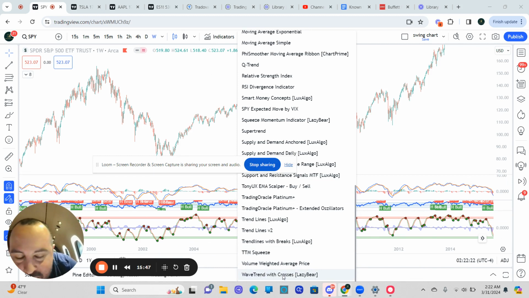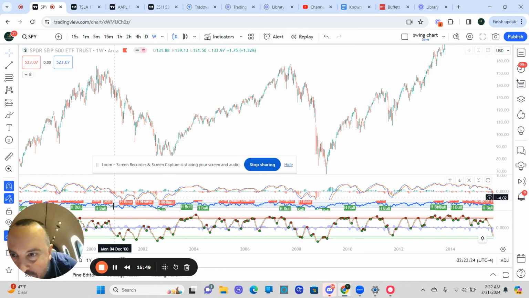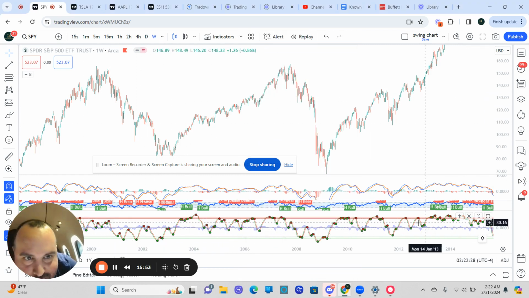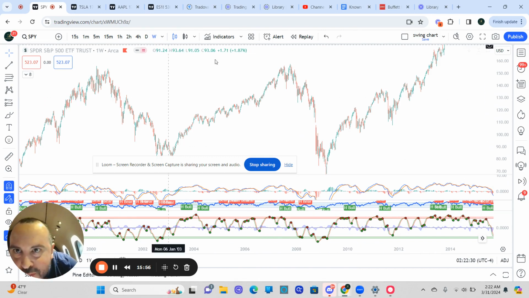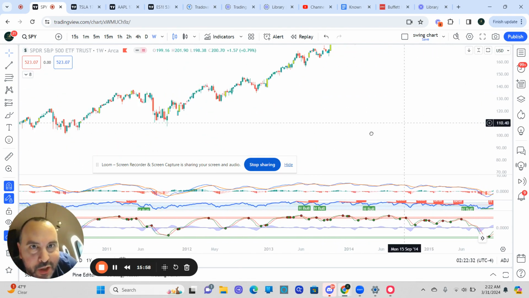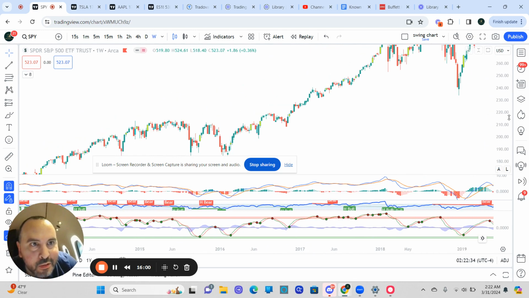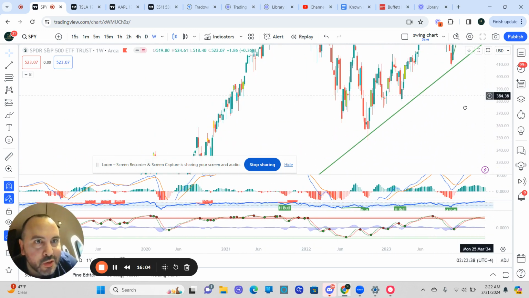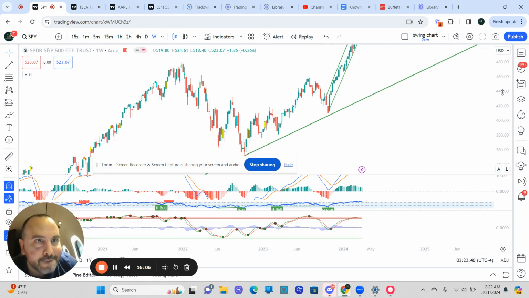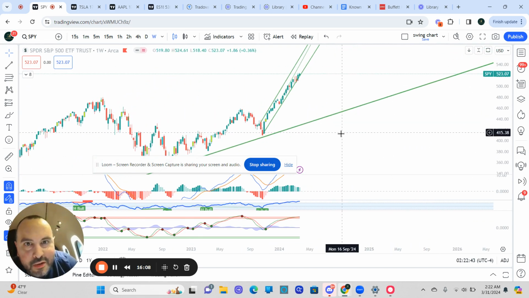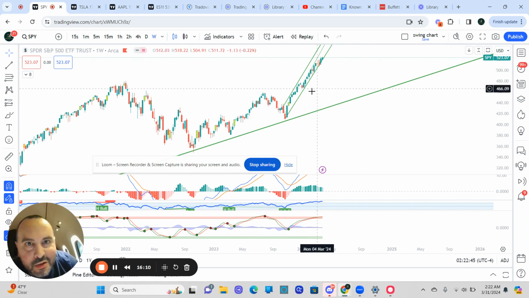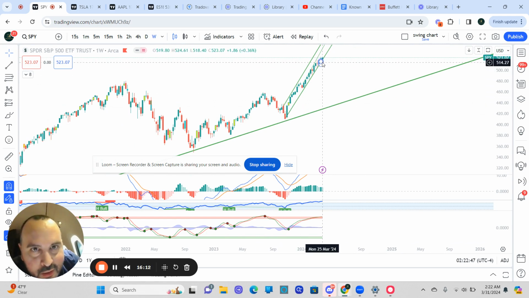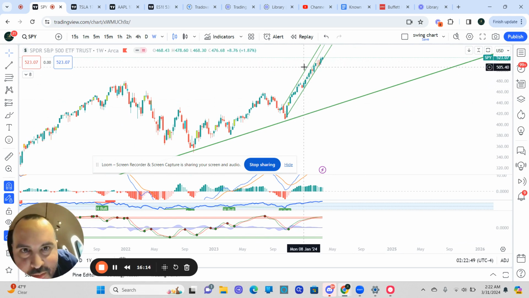By Lazy Bear. Okay. And it looks like this. So it's this bottom indicator here, the one with the red and green dots. So I'm going to pull up the SPY. We'll stay on the weekly chart for now. As you can see, we've been in this monster uptrend, this monster rocket ship up, right? And there's a little bit of weakness showing.